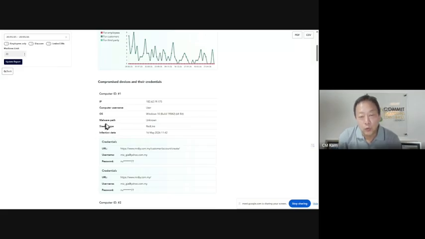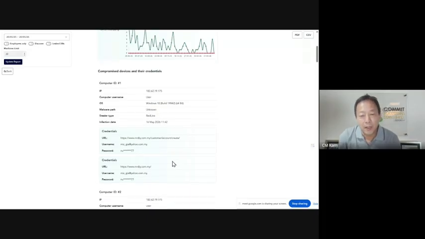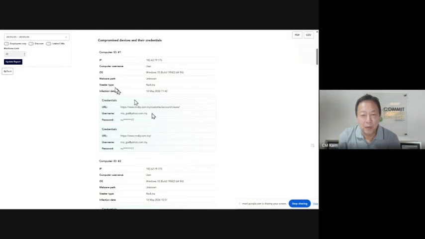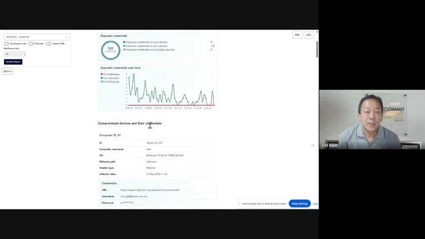So in this case, we do not see the path of the malware, but we know what kind of malware it is. It's called a RedLine malware, right? It gives you a bit about the device itself, and it gives you the URL that this particular device is logging in to, what's the ID, and what's the password.